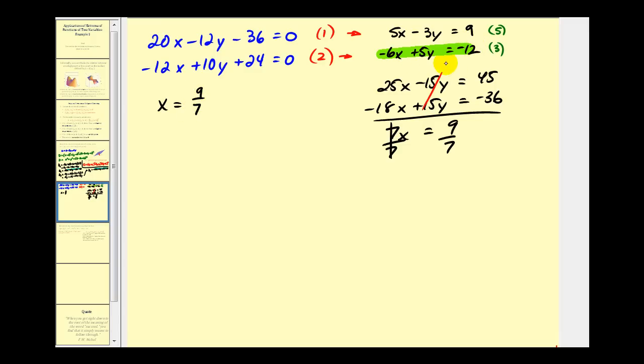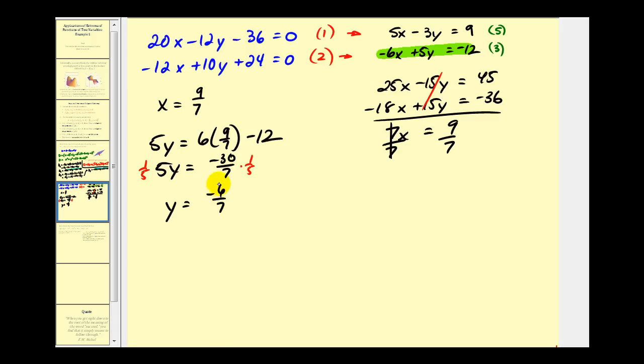Now let's go ahead and determine y by substituting x equals 9/7 into this equation here. So if we move the x term to the other side, we'll have 5y equals 6 times 9/7 minus 12. So that gives us 5y equals negative 6. Multiply both sides by 1/5. So we have y equals negative 6/7. Okay, so we have x equals 9/7, y equals negative 6/7.